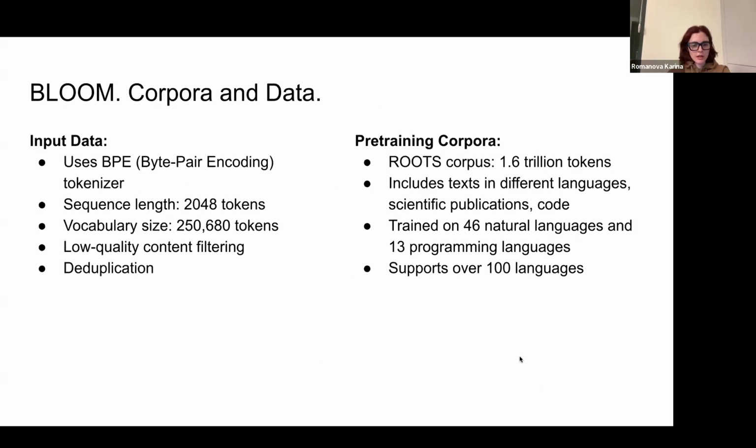Let's talk about the Bloom corpora. It was trained on the ROOTS corpus, a dataset containing 1.6 trillion tokens. This corpus includes content from diverse domains: multilingual documents, scientific papers, code, and public domain text. This diversity equips Bloom to handle texts in multiple languages and specialized domains.